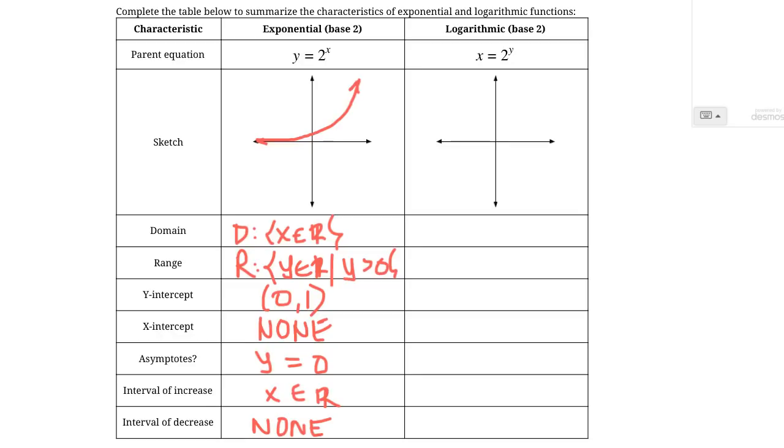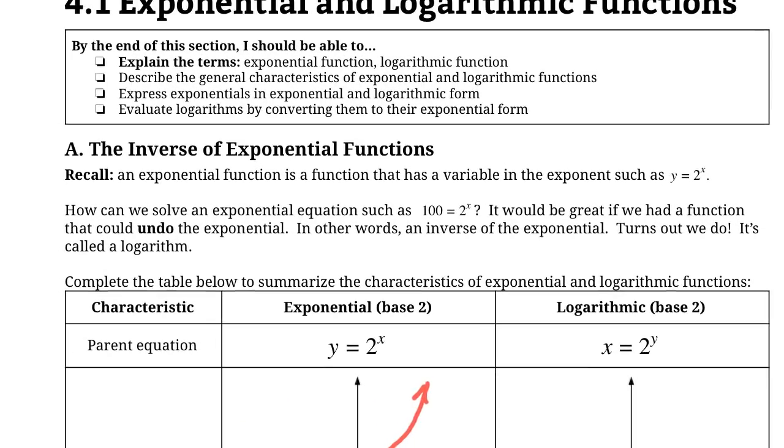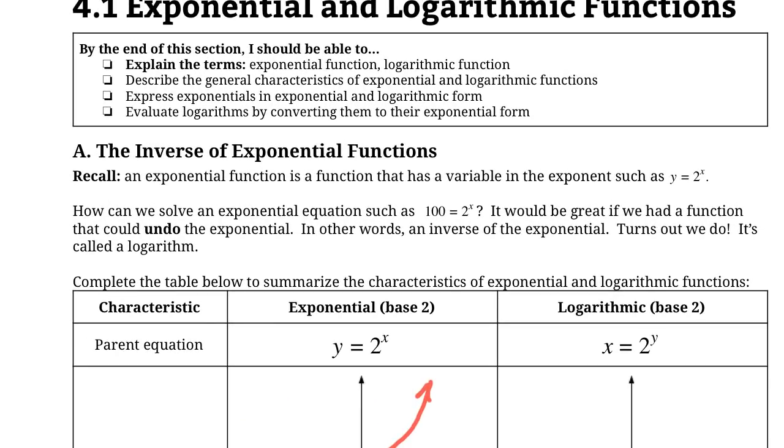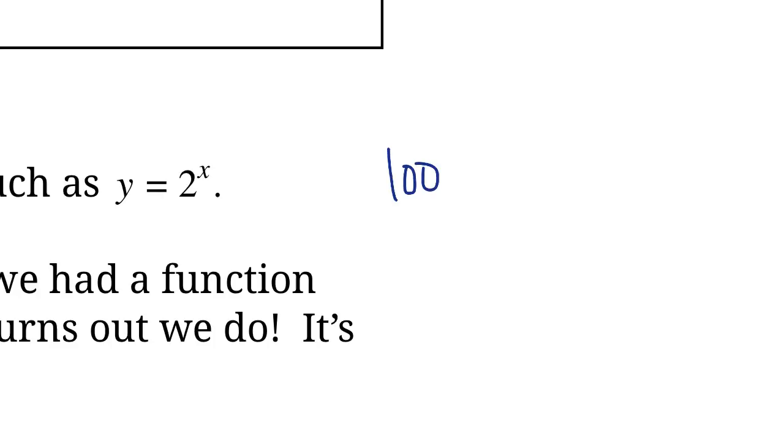But now the question is this. If I go back up here to this blurb at the top, how can we solve an exponential equation such as this one, 100 equals 2 to the power of x? How can we solve that equation? We might be tempted to maybe try something like this. I'm just going to copy out that equation here. 100 equals 2 to the power of x.